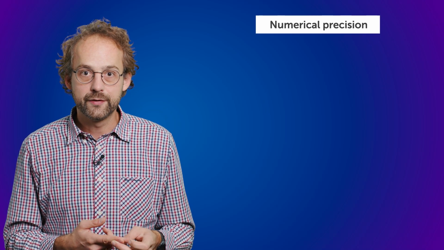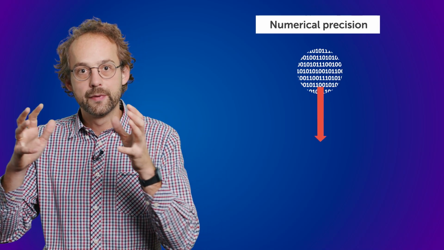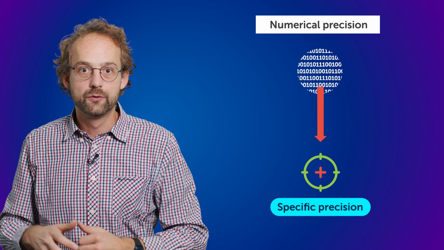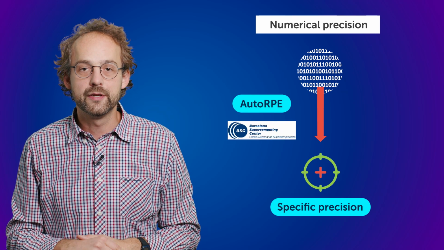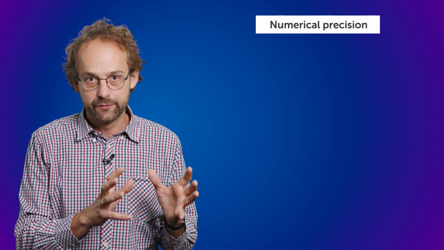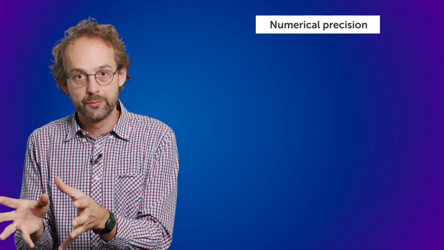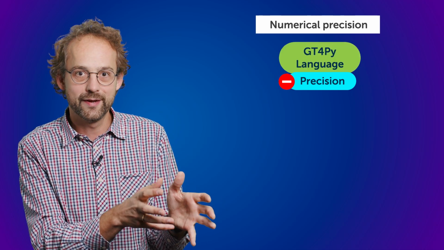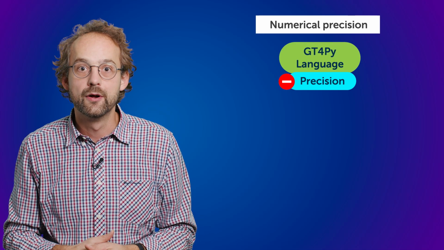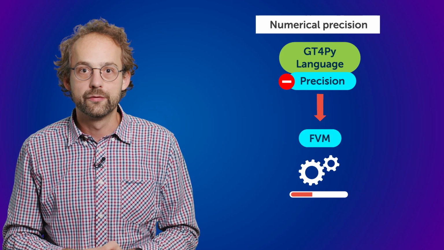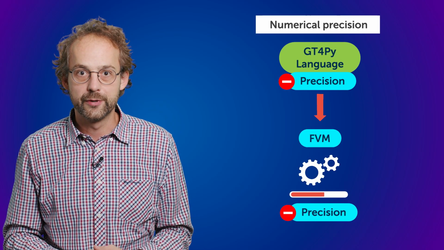For reduced numerical precision, we're looking into tools that can port a specific code and transform the precision level it is working with. In particular here, there's a tool called Auto RPE from BSC that we're working on. On the other hand, we're also working on a tool that provides reduced numerical precision for the backend of the domain-specific language GT4Py, and by doing this, we can now also natively run specific components of the FVM model on reduced precision on the real hardware.